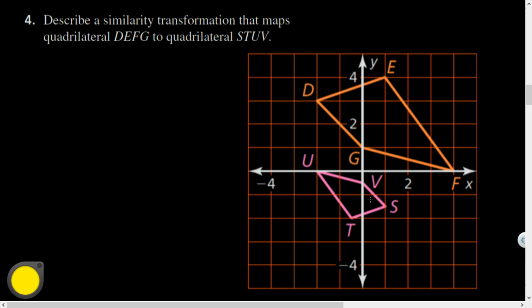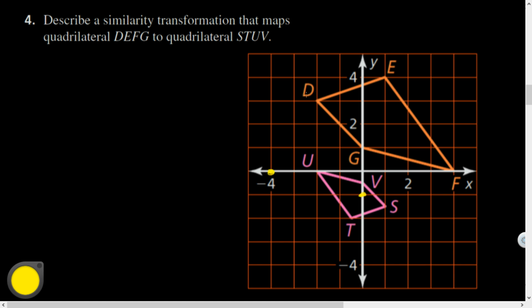What is going on here? Rotate 180 degrees, then bring that in by half. Okay, rotate 180. So G prime would have been here. F prime would have been all the way over here. Wait, you're rotating 180, right? We're going from orange to purple. Yes. All right.